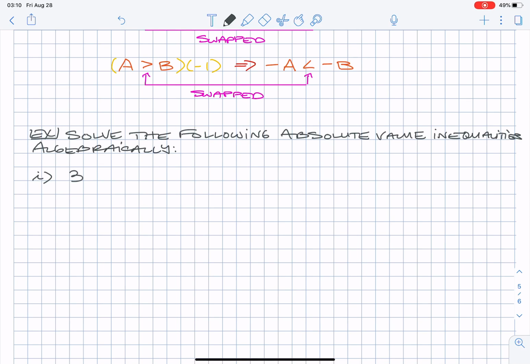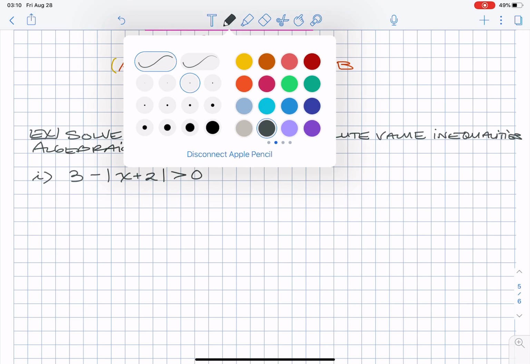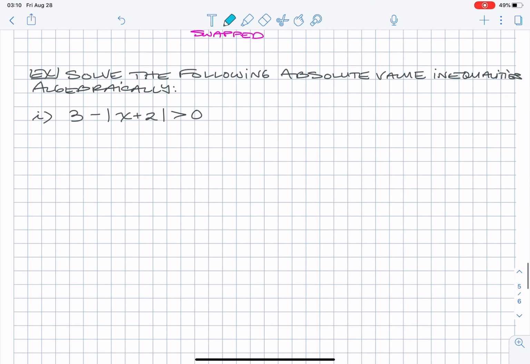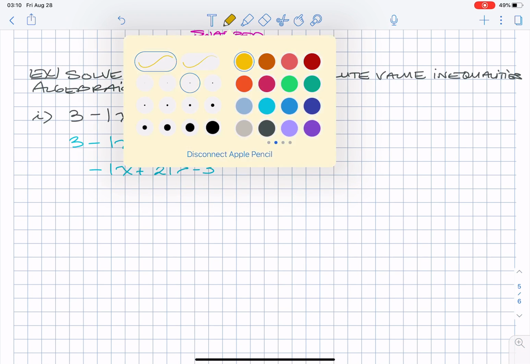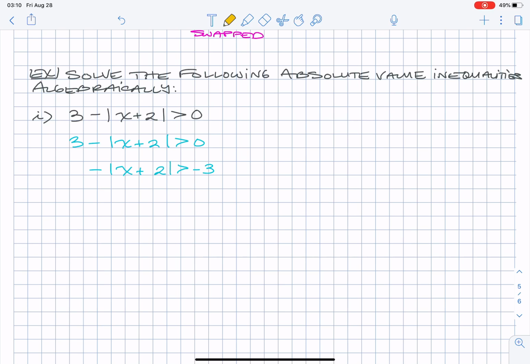So if I have 3 minus the absolute value of x plus 2 is strictly greater than 0, let's go ahead and solve this. So the first thing I want to do is subtract 3. So I get minus the absolute value of x plus 2 is strictly greater than negative 3.